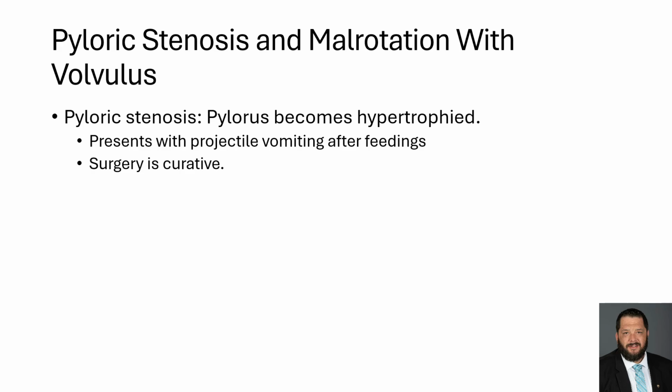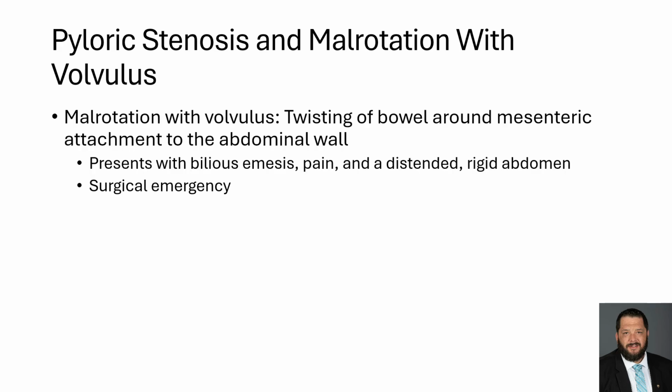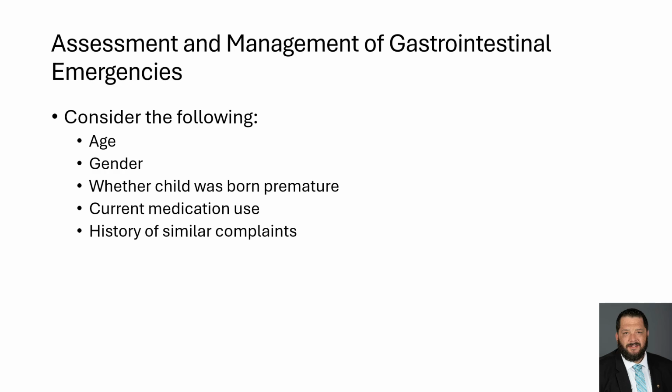Pyloric stenosis and malrotation with volvulus. With pyloric stenosis, the pylorus becomes hypertrophied, and patients will often present with projectile vomiting after feeding, and surgery is the curative measure here. Malrotation with volvulus is the twisting of the bowel around the mesenteric attachment within the abdominal wall. It presents with bilious emesis, pain, and a distended rigid abdomen, and is a surgical emergency.